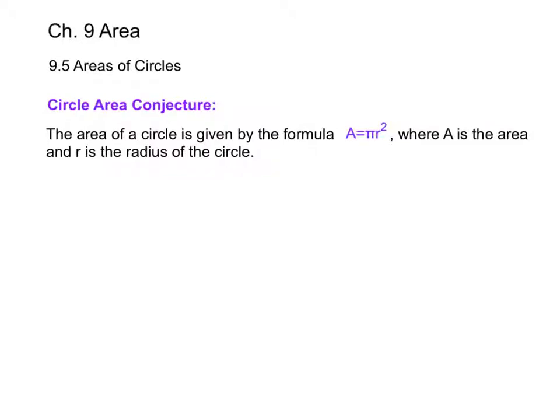So this video continues chapter 9 of geometry. It's going to cover 9.5 and 9.6, and by the end of this video you should know how to calculate the area of a circle. So the circle area conjecture says that the area of a circle is given by the formula A equals pi r squared, where A is the area and r is the radius of a circle.